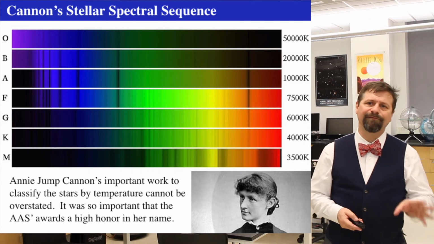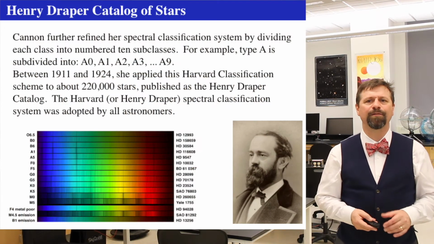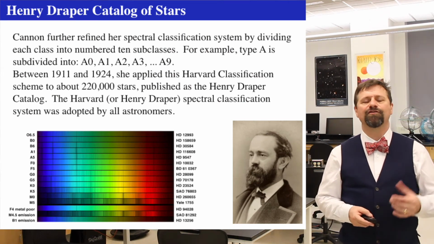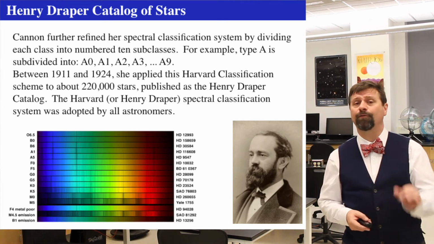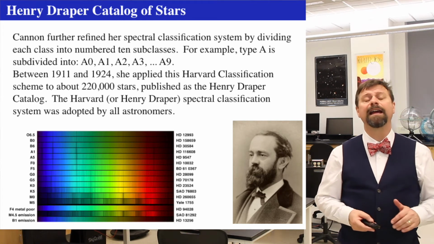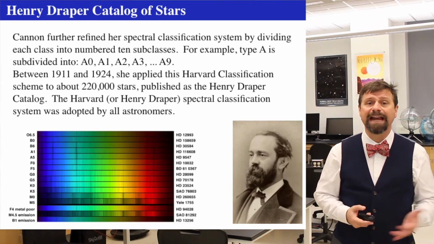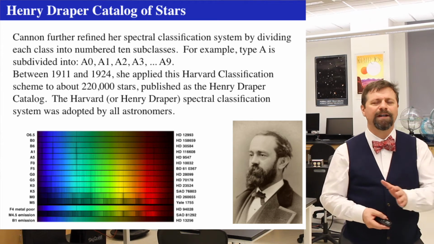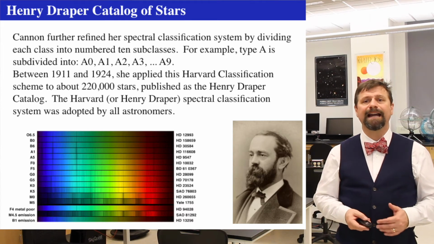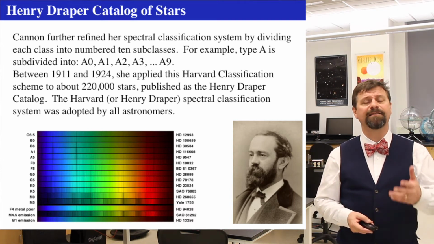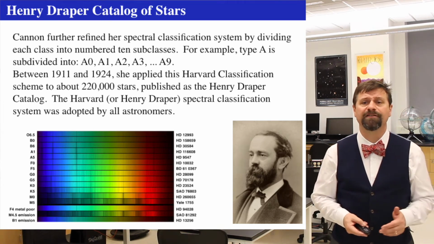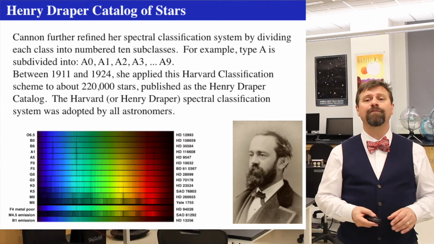What she then did further, about a decade later, was create subclassifications. She divided each stellar spectral class into subclassifications, with a number at the end from 0 to 9, which were gradations of, let's say, an A star. The highest temperature A star was an A0, and the lowest temperature A star was an A9. She then took another 13 or so years, applied this concept to the Harvard classification scheme to about another quarter million stars, and this was published as the Henry Draper catalog.